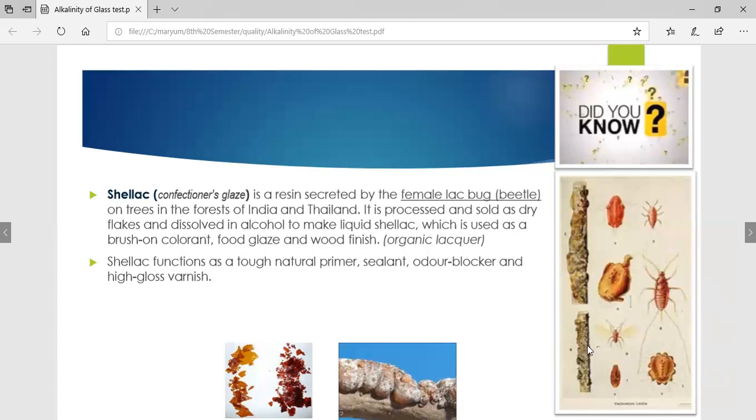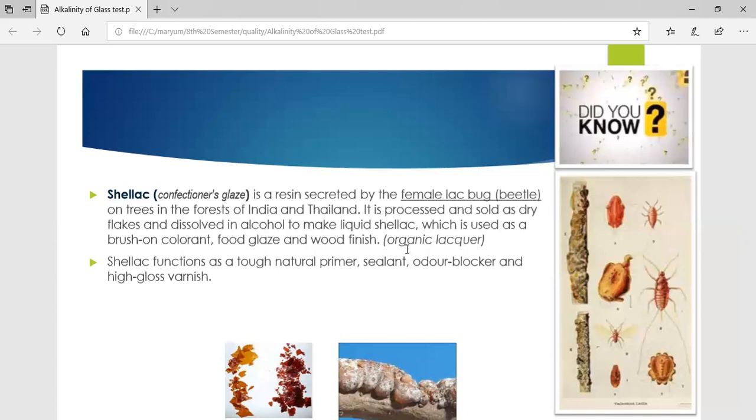Then we dissolve these flakes in alcohol and it forms a solution, a liquid lac shellac, which we can use as a food glaze, wood finish, organic lacquer, or as a brush-on colorant, which gives a protective property to any material that we lacquer. We spray, or rather we varnish it with it.